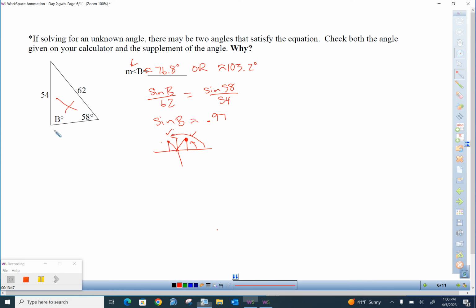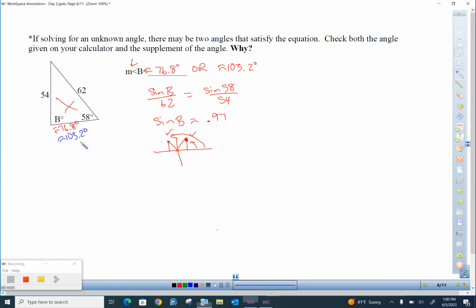So I know this first one is going to work out, this 76.8, as long as I did my math right. It's going with the bigger number. That's all good. But we're also going to check if the second one would work. So if I put a 103.2 here, it's still the larger angle, so that still works.